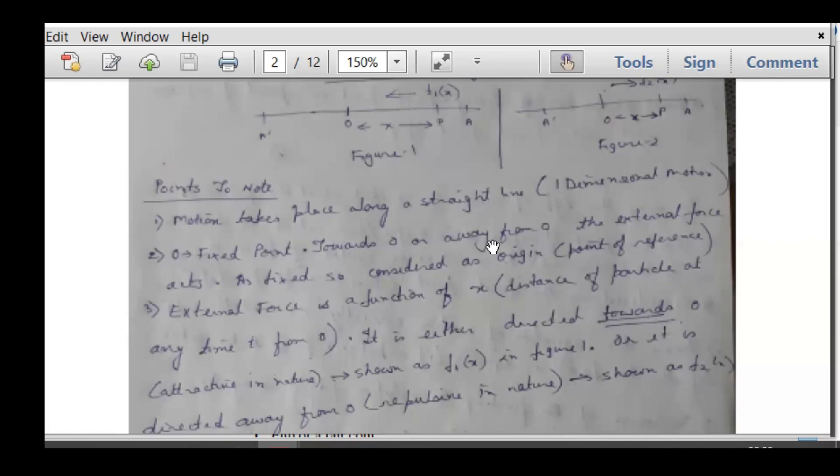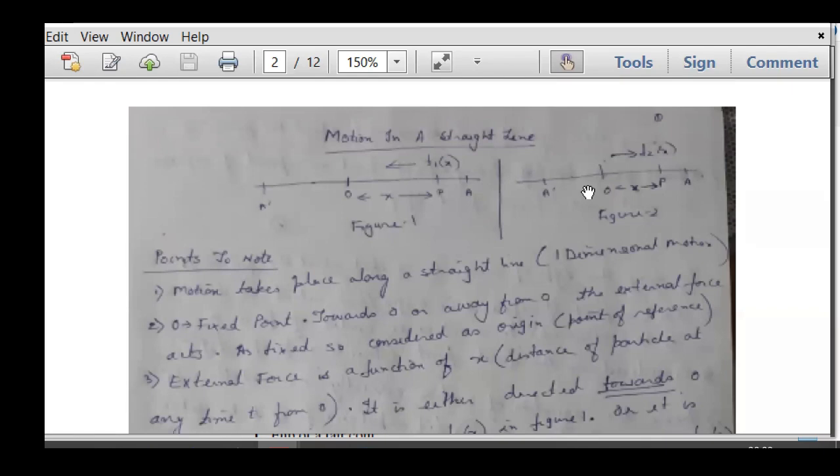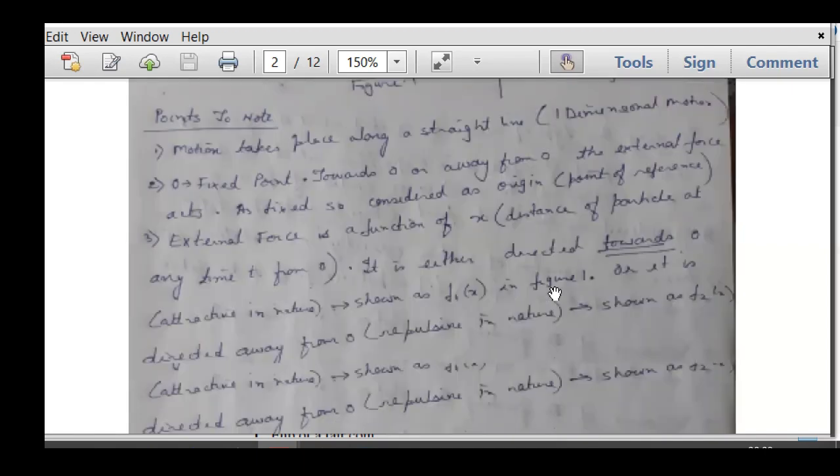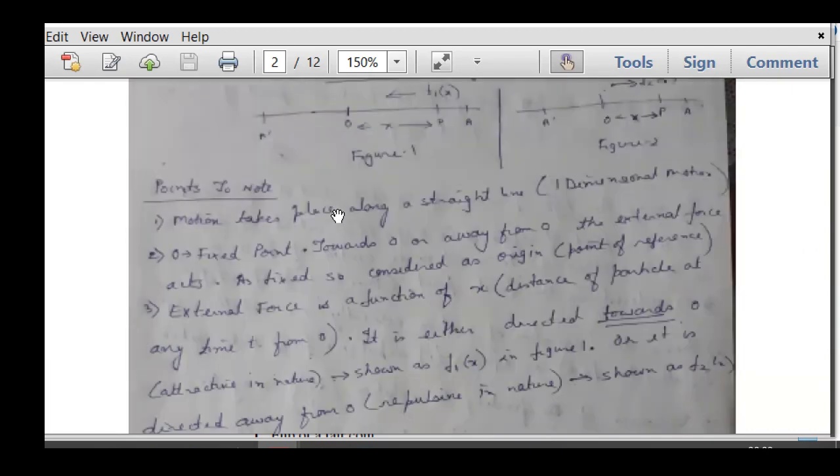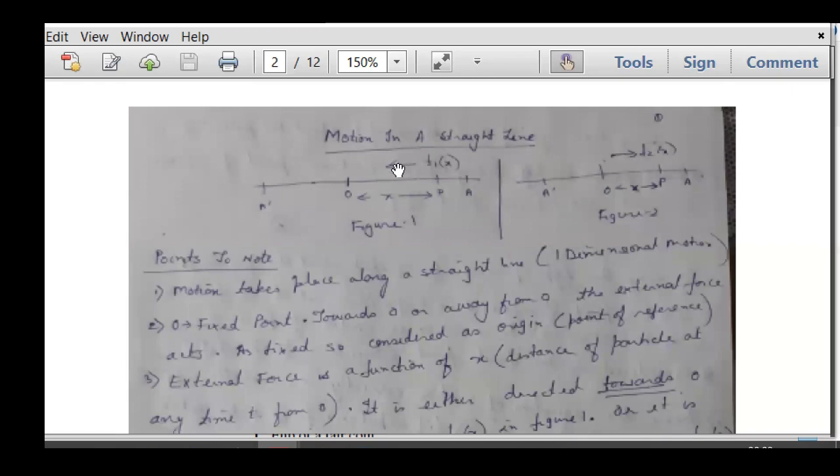Okay, so that's why the fixed point O is to be considered, and towards O or moving away from O, it depends on whatever external force we are considering. Say in figure 1 it is moving towards O, or in figure 2 it is moving away from O. As I already said, it depends on the external force, and the external force is a function of x, that is the distance of the particle at any time t from O. So it will become more clear once we do some specific problems.